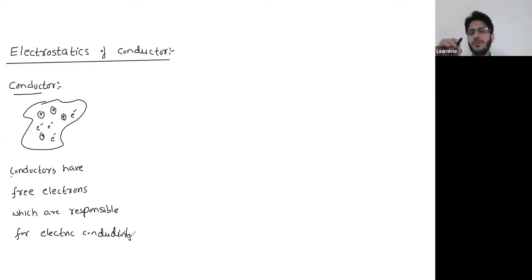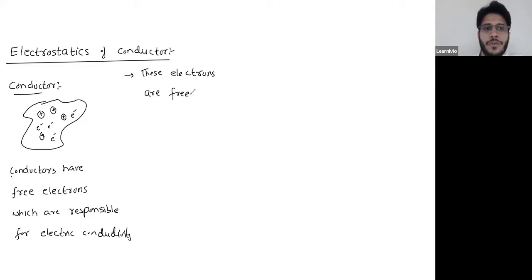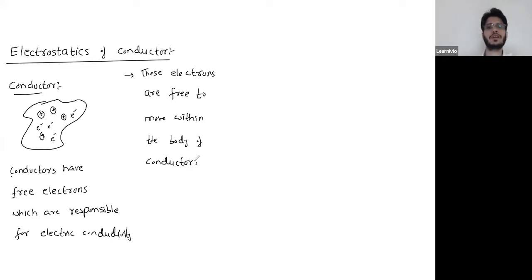These electrons are absolutely free to move within the body of conductor. They can move freely throughout the body of conductor. And all properties of conductors are due to these free electrons only. So let's start with some properties of conductor.